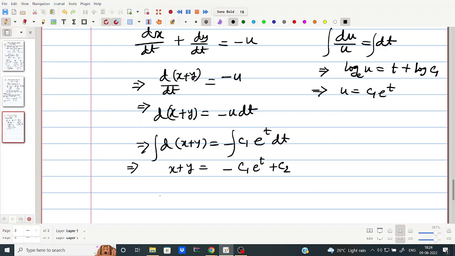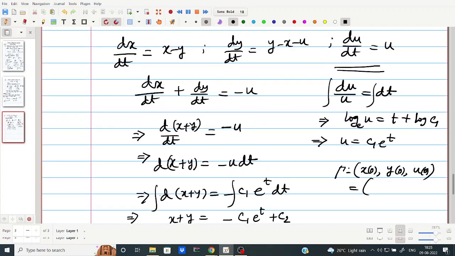Now you check what condition is given. The condition is u(x, x) equal to 1. That means the datum curve gamma is (x0, y0, u0). I took the parameter as s, so u(x, x) equal to 1. I put x0 as s, y0 again as s, and u0 as 1. Understand?